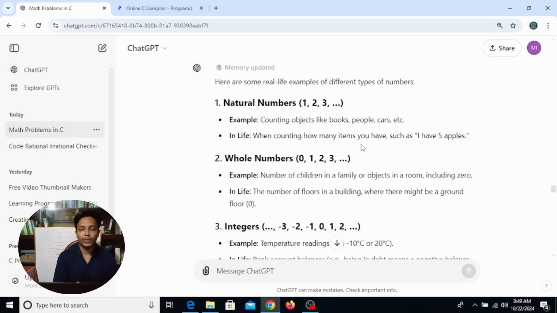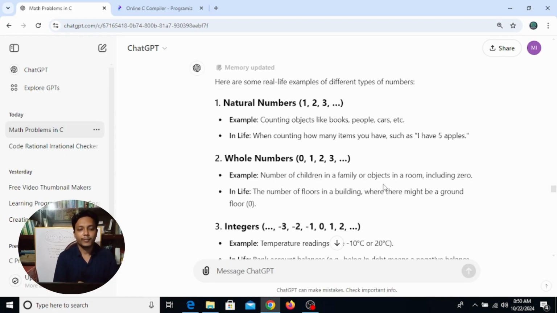Natural numbers are whole numbers. The only difference is whole numbers include 0. For example, the number of children in a family. There might be no children in the family, so there are 0 children, right? So this is a whole number. Whole numbers include 0. 0 is a number. Zero doesn't mean there is nothing. You understand? Number of children in a family or objects in a room, there might be nothing in a room, including 0.